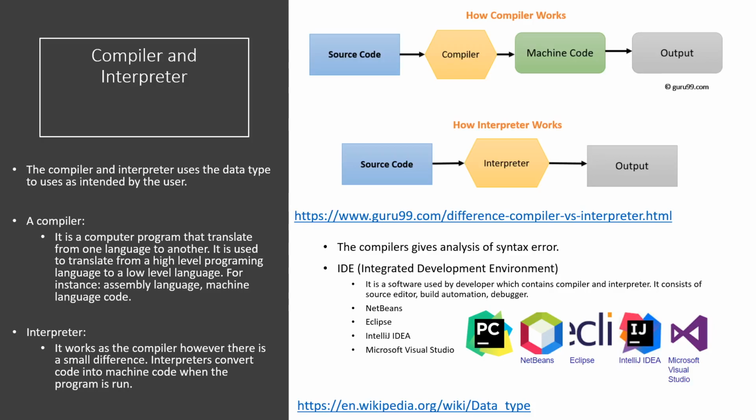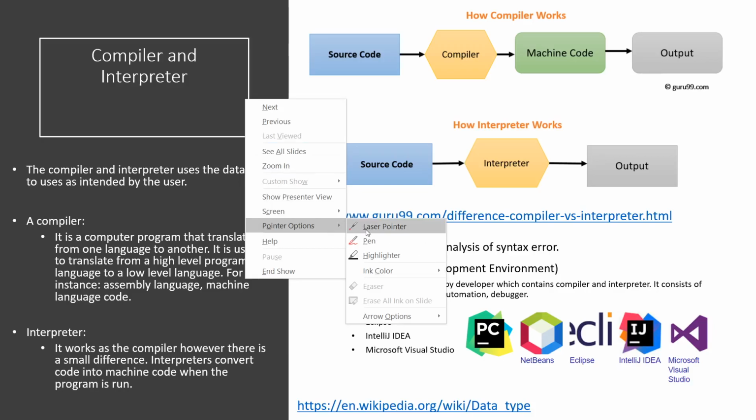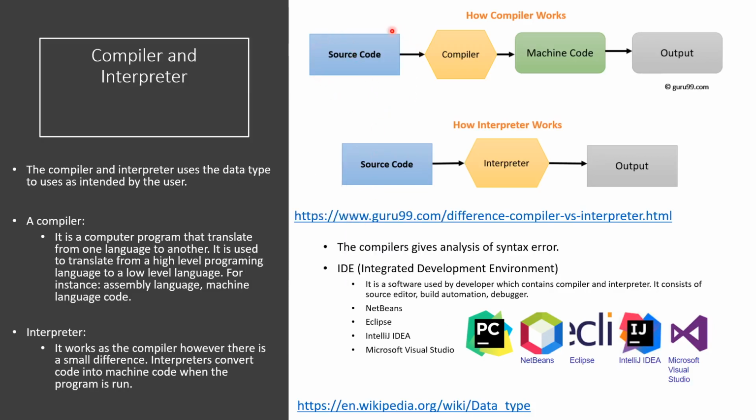So here we have a diagram of how compilers and interpreters work. Let's follow here. We have the source code for both. Then we have the compiler or interpreter, and you can see that the compiler takes all the code and translates it to machine code at once, and then you have the output. But the interpreter converts line by line, and then you will have the output. So this is the big difference.